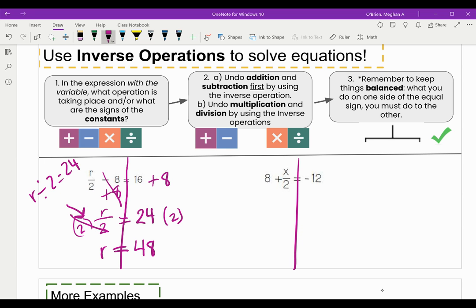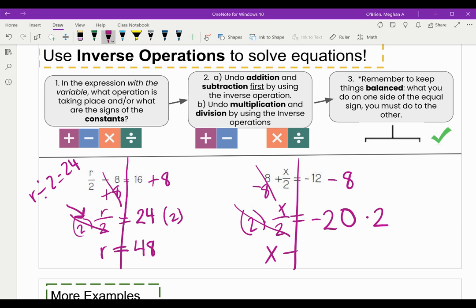Okay, here's my variable. It's being divided by 2 plus 8, so I'll take care of this 8 first. Minus 8, 0, minus 8 over here to keep it balanced. What's left is x divided by 2 equals, ooh, don't be tricked, -12 minus another 8 would give me -20. Okay, if it's being divided over here, I am going to multiply it by 2.